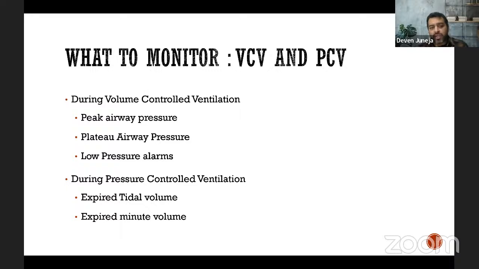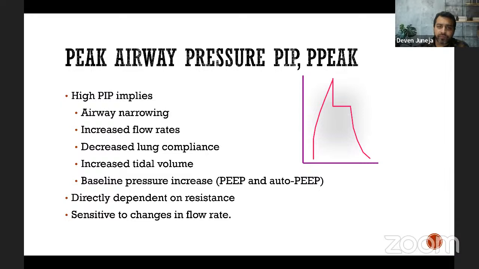In different modes, like in volume control mode, you need to check the peak airway pressure, the plateau airway pressure, and low pressure alarms. And during pressure control ventilation, you need to check the expired tidal volume and expired minute volume. So these are specific things which you need to monitor apart from the normal vitals of the patient, saturation, GCS of the patient, and also you have to do the basic labs like the ABG. You have to look at all those things. These are all very, very important while the patient is on any kind of ventilatory support.